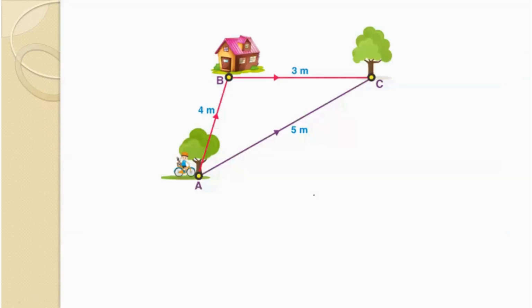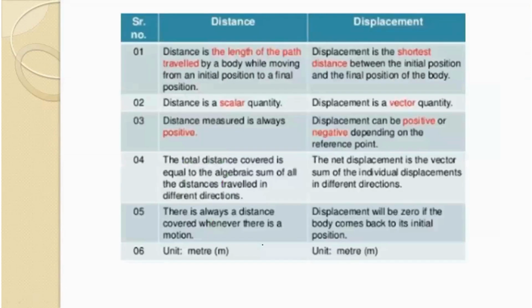Now, can you solve this for me? Here is a boy at position A. He goes to home and then goes to point C. Can you tell me what is the distance in this case and what is the displacement? Now, let's see the difference. We studied that the length of the path actually traveled is distance, and the shortest distance between initial position and final position is your displacement. Distance is a scalar quantity, and displacement is a vector quantity.